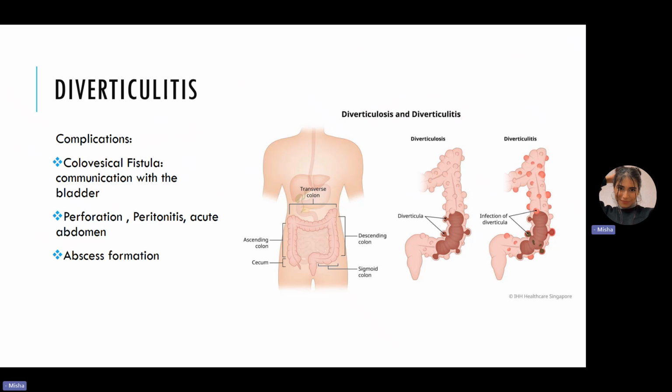And what would we see in the bladder in this case? Very interesting. We would see feces and we would actually see gas within the bladder. Perforations, obviously, we can see peritonitis, we can see acute abdomen, for example, and we can have abscess formation. Now, diverticulitis is actually the most common cause of the formation of these fistulas.